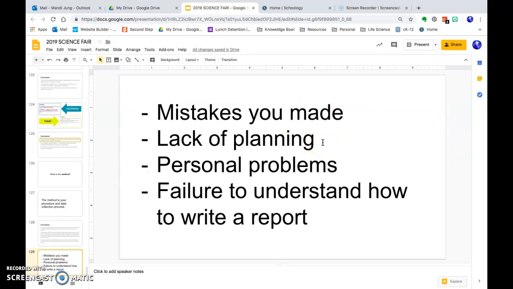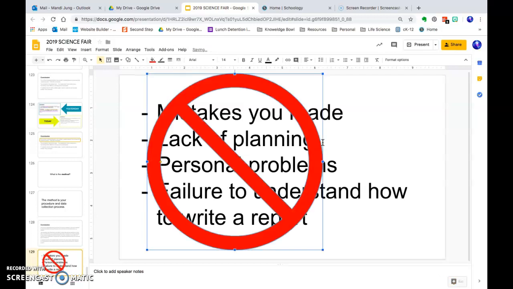Now, this is also not the place where we talk about lack of planning. We didn't think about this. Well, that's not a place to go on your conclusion. This is also not where we talk about personal problems, like so-and-so didn't bring the whatever, and that's why we had to hurry. Okay, none of that on your conclusion slide. And then it is also not a place to talk about how you didn't understand something, like, we didn't know how to make a hypothesis, and that really slowed us down. Nope. We are simply looking at the procedure and how the plan to collect data worked, and looking to see if there were any shortcomings in that. So this stuff is not going to show up on your conclusion.